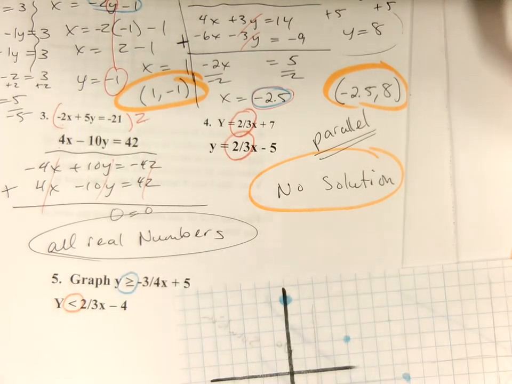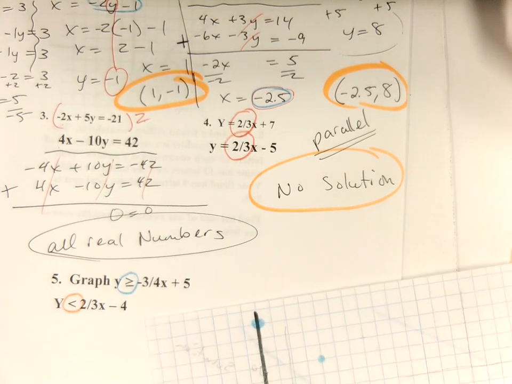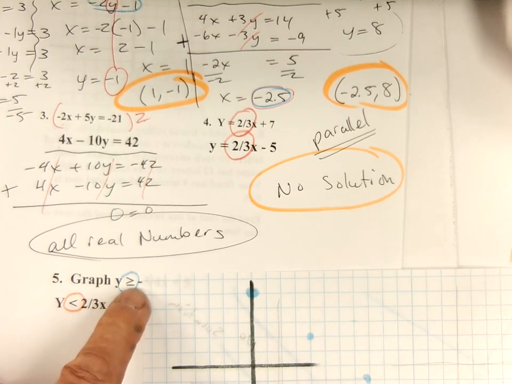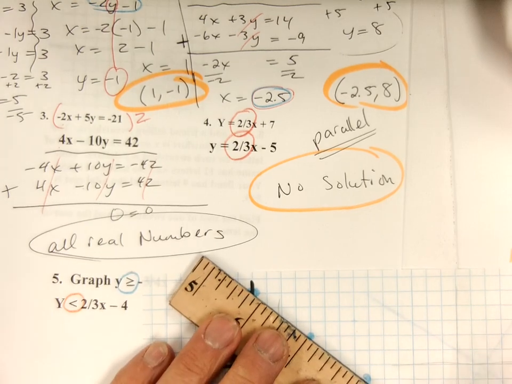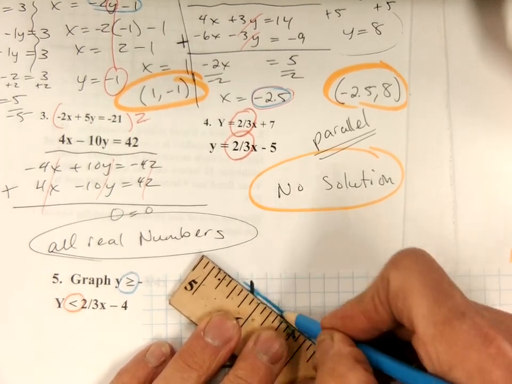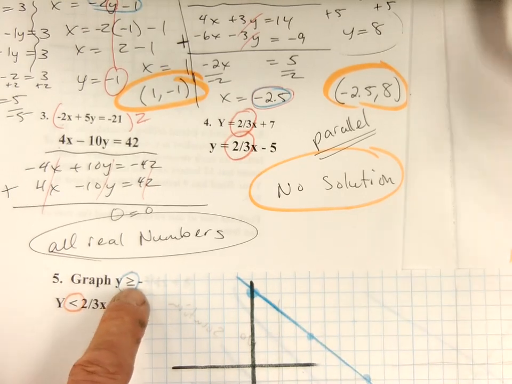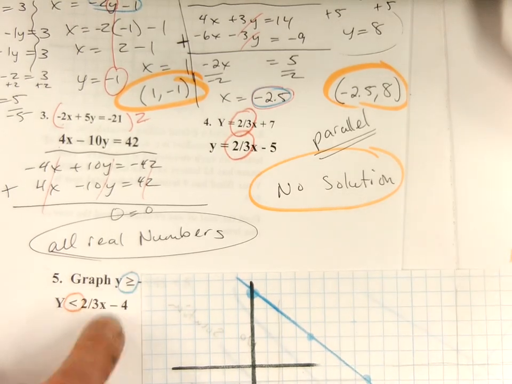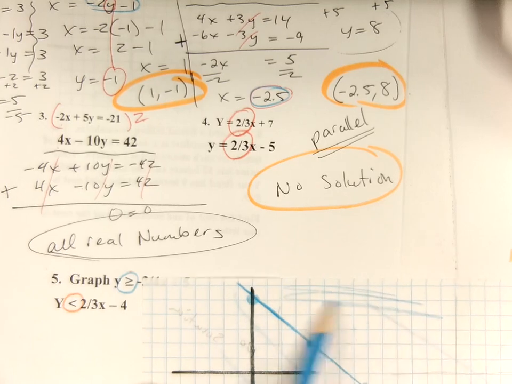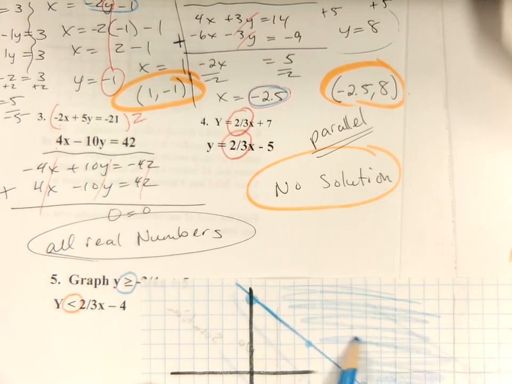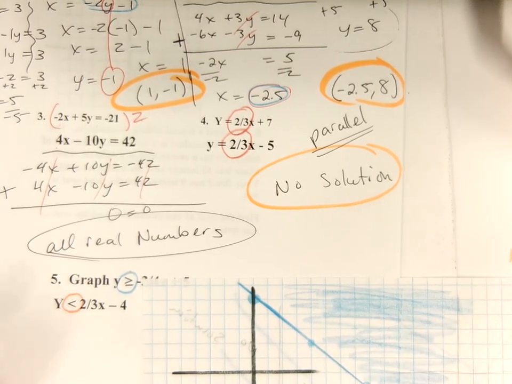Now, this whole thing about solid or dashed lines, because I need to graph the line, there's a little equal sign here, so it equals the line, so I make it a solid line, hopefully you remember that. And then greater than is everything above the line, so I shade everything above the line. That's a lot of points, so we have to shade, because there's an awful lot of points.